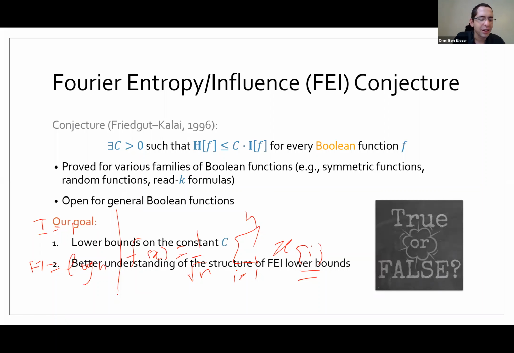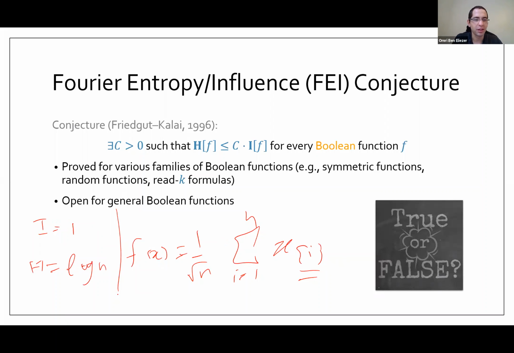Is the logarithmic separation the best possible, or what do you mean by best possible? It is known that if you replace C by log n, then this is true for every function.